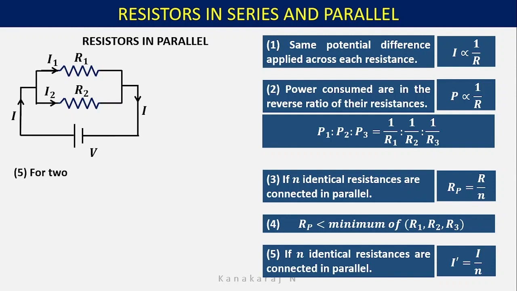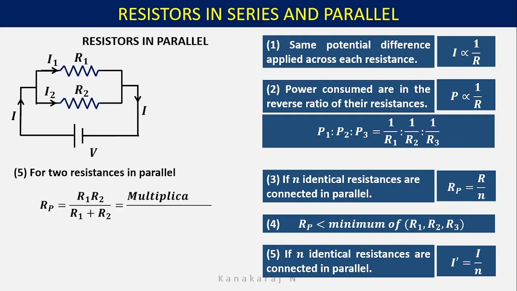Now two resistances are connected in parallel. For two resistances in parallel, the Rp will be R1 R2 divided by R1 plus R2. This is the better formula. So in the numerator you have the multiplication of R1 R2. In the denominator you have addition of R1 and R2.